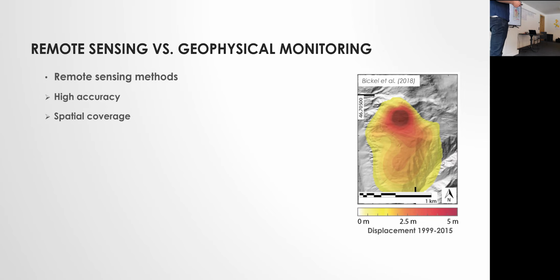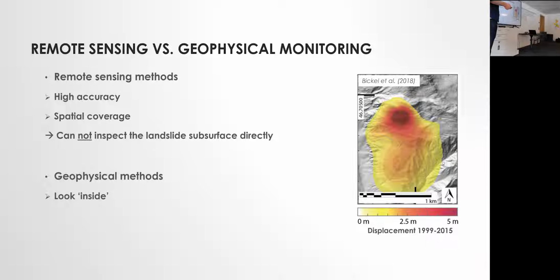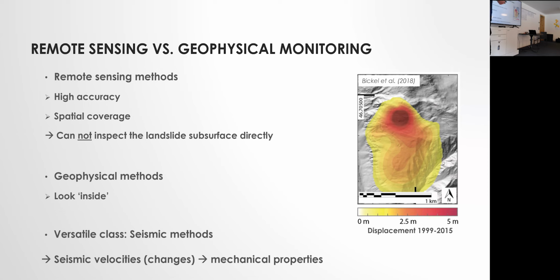Geophysical methods can come into play because they can actually look inside such an instability. Now, a versatile class of such geophysical methods are the seismic methods that most of us are working on. And in this context, we often look at seismic velocity or velocity changes because those are related to mechanical properties such as rigidity, which Erik also highlighted yesterday.